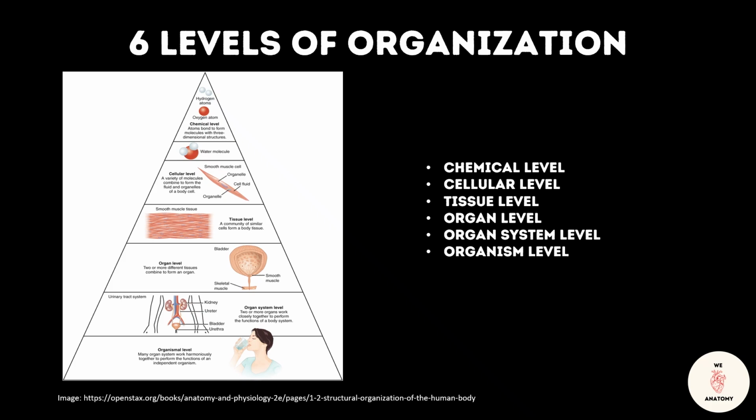So a quick review of the levels of organization of the body, beginning with the smallest, are the chemical level, which is atoms and molecules, the cellular level, the tissue level, the organ system level, and the organism.